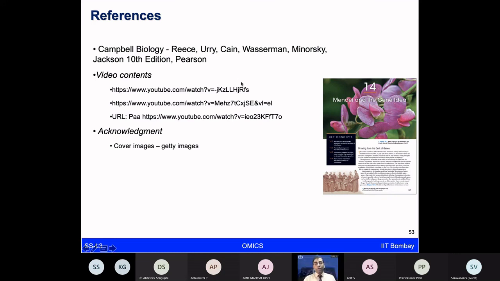Please feel free to refer to the Campbell Biology book, where most of these figures have been taken, some of the video clips I showed you, and of course some of the images.